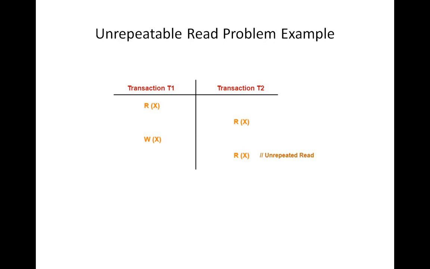In this example, T2 gets to read a different value of X in its second reading. T2 wonders how the value of X got changed, because according to it, it is running in isolation.